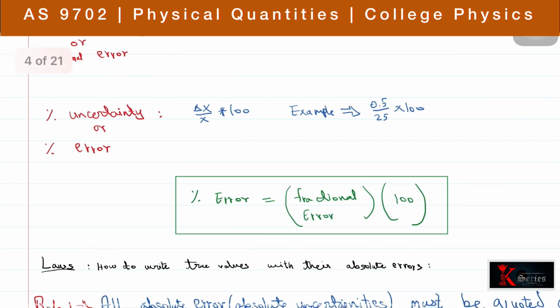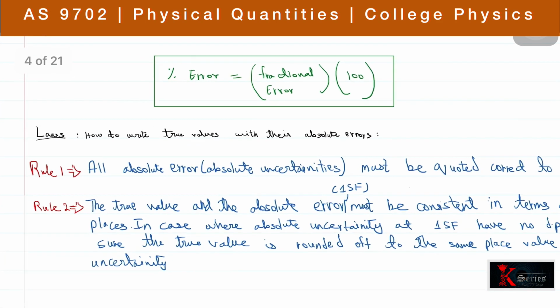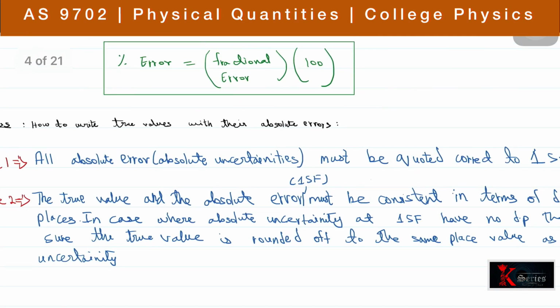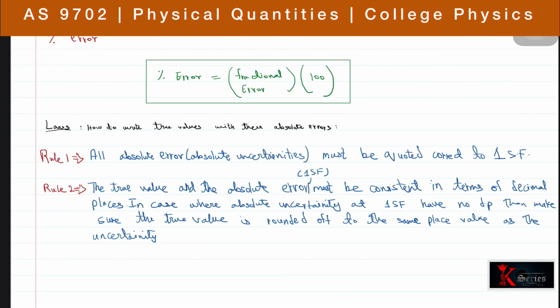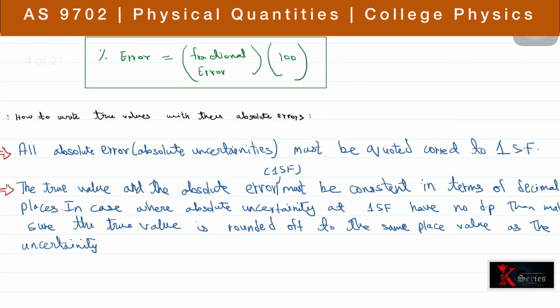Now, moving on, there are basically 2 rules about how to write true values with their absolute errors. Right? So rule number 1 is that all absolute errors or absolute uncertainties must be quoted correct to one significant figure. So we need to ensure that we write our absolute error correct to one significant figure. As we saw above, we have 25 plus minus 0.5 centimeter, right? So 0.5 was our absolute error, and we can see that 0.5 is quoted correct to one significant figure only, right? Because 0.5 is one significant figure.